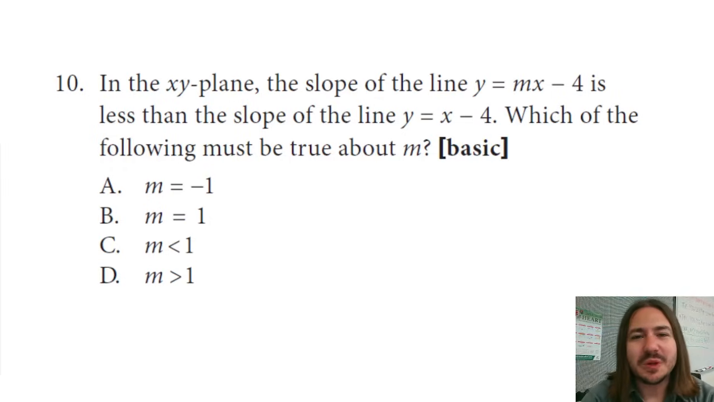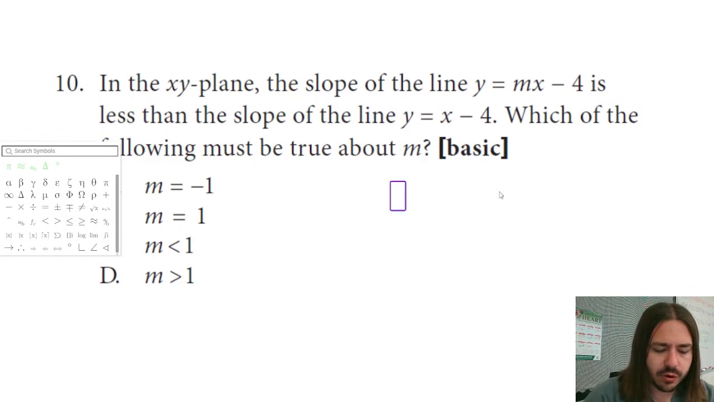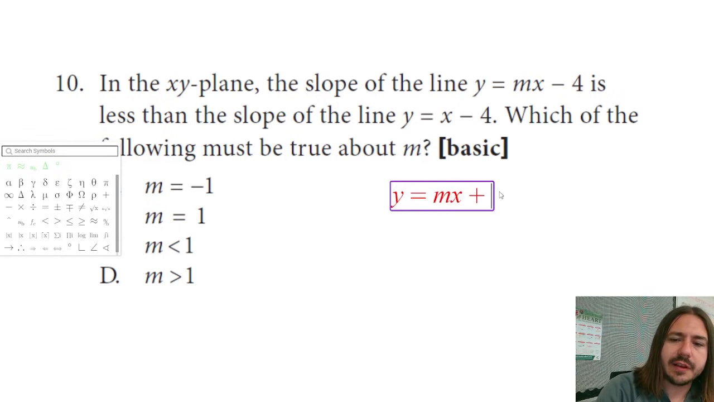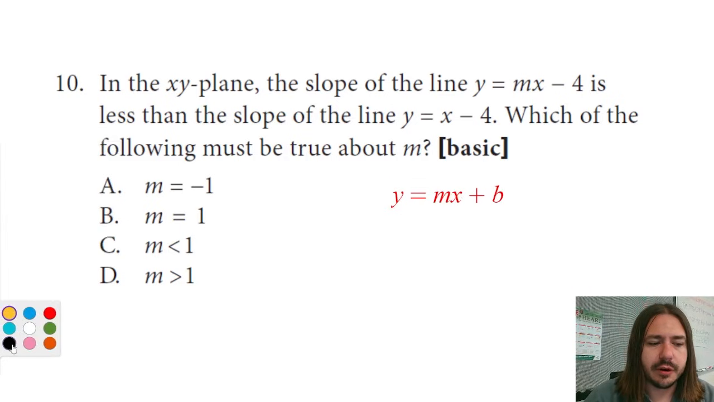Number 10 says, in the xy plane, the slope of the line y equals mx minus 4 is less than the slope of the line y equals x minus 4. Which of the following must be true about m? If you have an equation in this mx plus b format, the slope is going to be the number that is the coefficient of x. It's going to be the m. This is the slope.